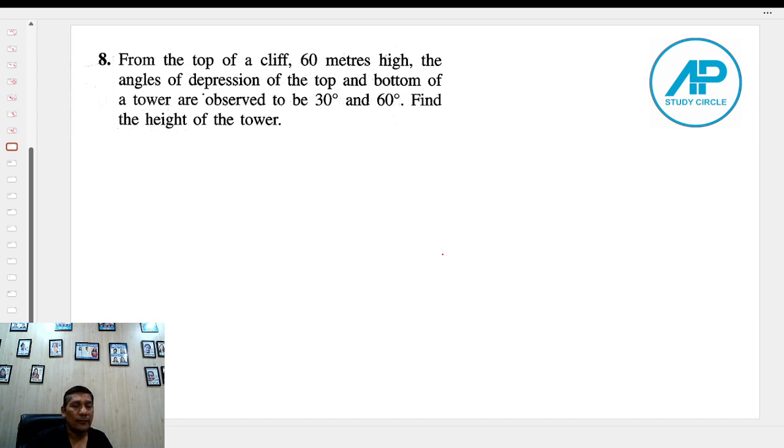So the top of the cliff is 60 meters high, the angles of depression of the top and bottom of the tower are observed to be 60 and 30. Find the height of the tower.